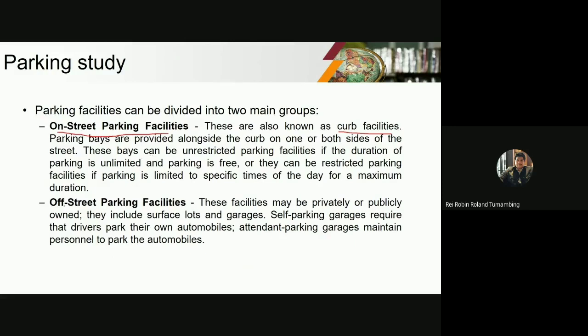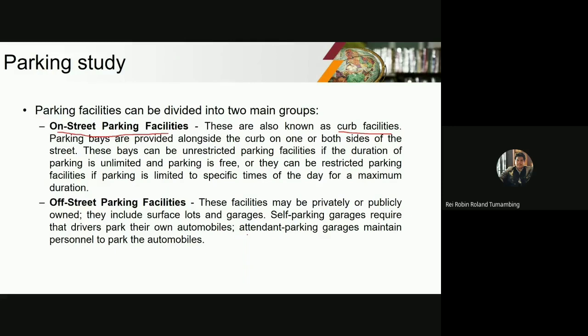Okay, and the other one is the off-street parking. These facilities may be privately or publicly owned. No? They include surface lots and garages. Meron tayo yan. Sa atin sa UB, meron tayong mga off-street parking facilities. Yung tapat ng UB, off-street parking facilities yan. Okay? It is a very wide lot intended to be parking space lang. Okay? Self-parking garages require that drivers park their own automobiles.